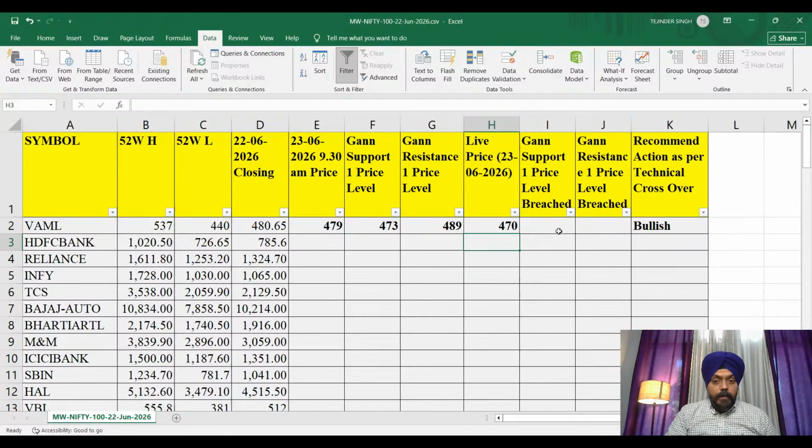So the next column is Gann support 1 price level breached. You can see my support level was 473. Yes, it's breached. Resistance, obviously no, because the price didn't go to resistance, it is in correcting mode. So what is my recommendation as per the Gann square?